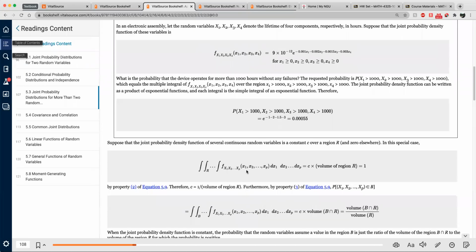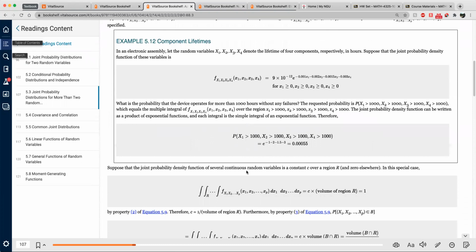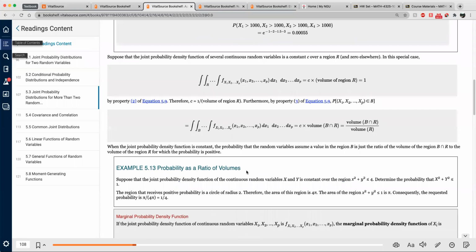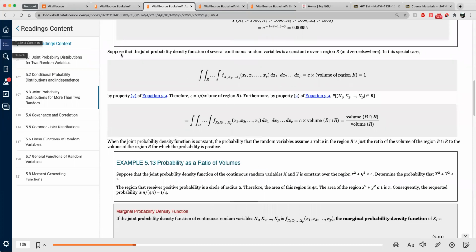All right, we just saw example 5.12, so now you know how to find a probability involving multiple random variables. Now let's see a special case. Suppose the joint PDF of several continuous random variables is a constant C. What if the joint PDF of multiple random variables is defined by a constant C over a region R? That's just the domain.